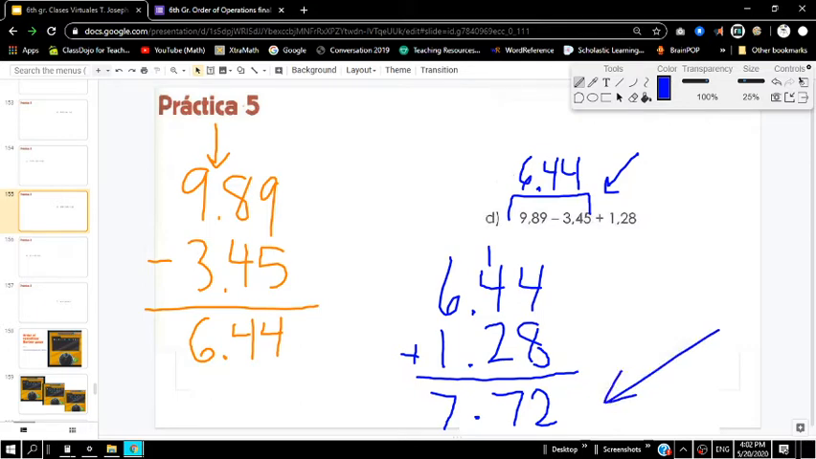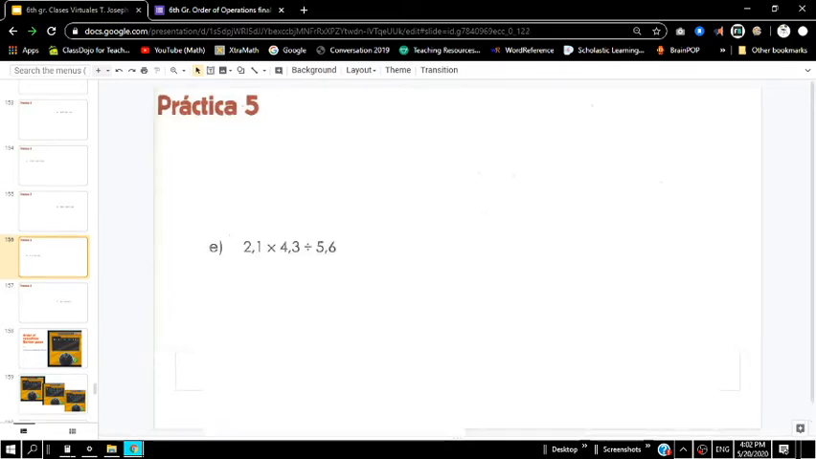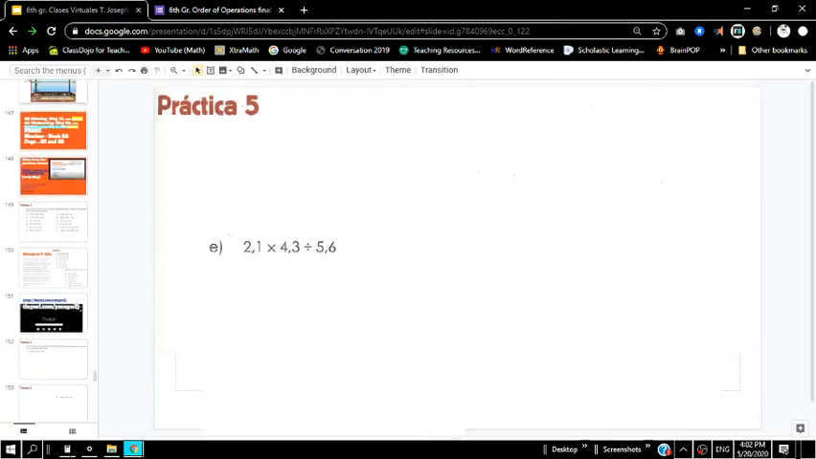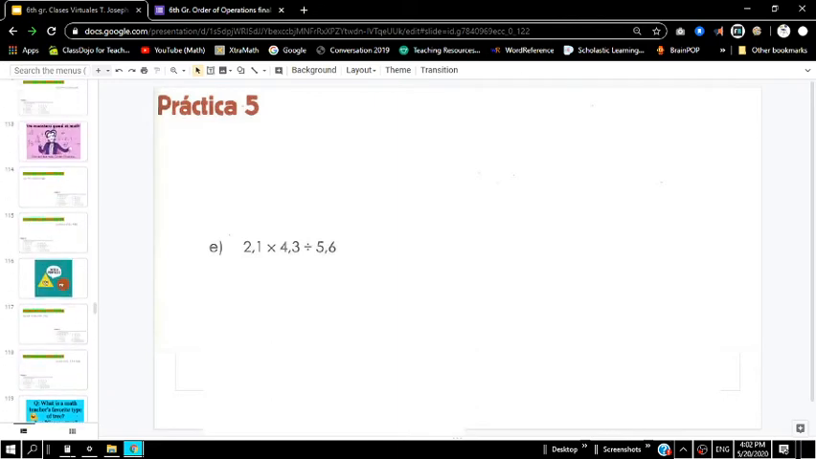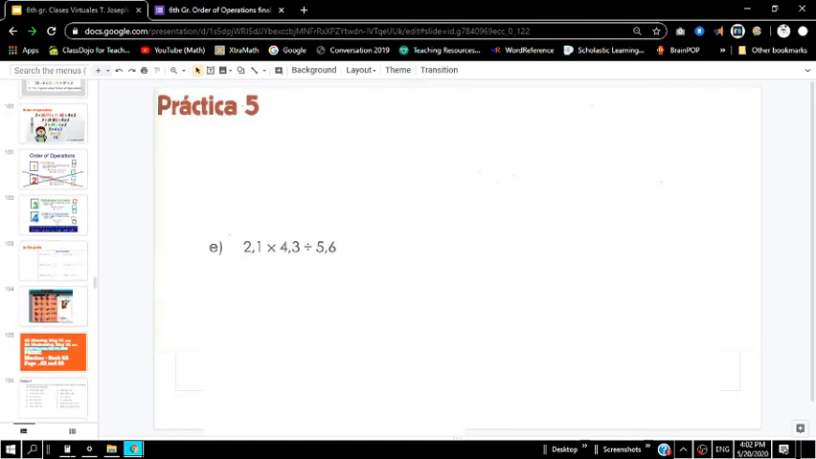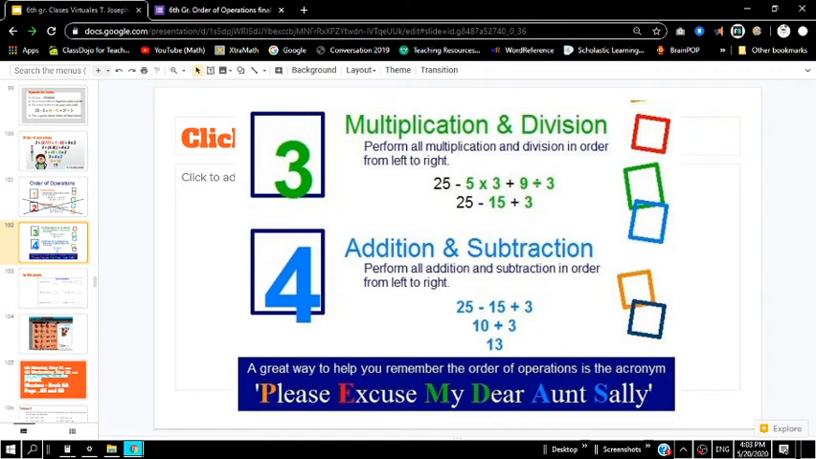Go ahead and put that inside of the URL, the Google form, just so I know that you are following along. All right, let's do letter E. Letter E is going to be a little bit more difficult because of the fact that we have multiplication and division. Now, if we look back on our rules for the order of operations, it's important that we understand that we do parentheses first, then exponents, which I explained last time, and then we do multiplication and division.